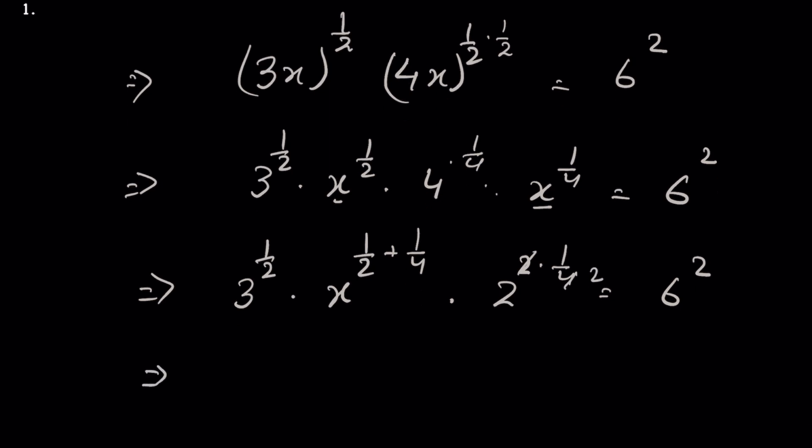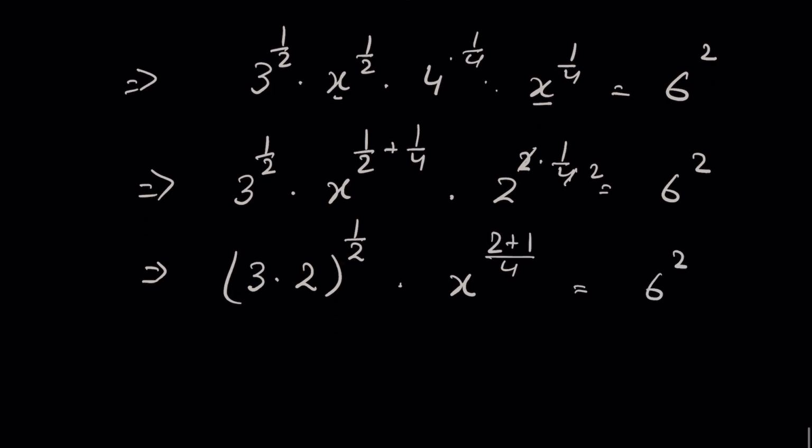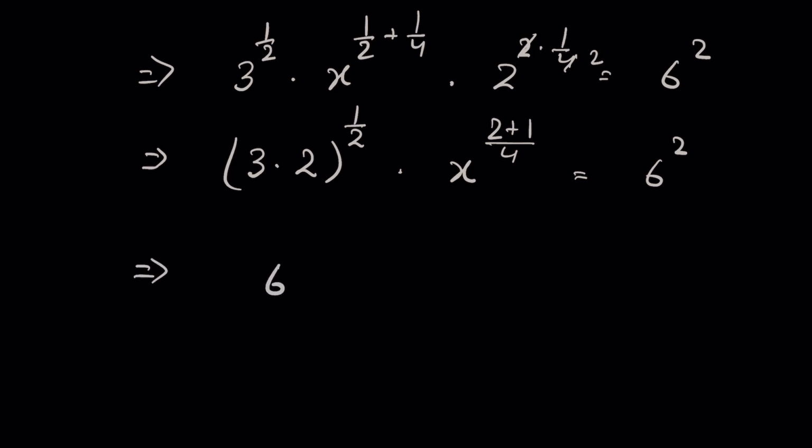Now 3 raised to the power 1/2 and 2 raised to the power 1/2 have the same exponent, so we can write them together. (3 times 2) whole raised to the power 1/2 times x raised to the power, add 1/2 plus 1/4, LCM will be 4, 2 plus 1 is equal to 6 squared, or 6 raised to the power 1/2 times x raised to the power 3/4 is equal to 6 squared.